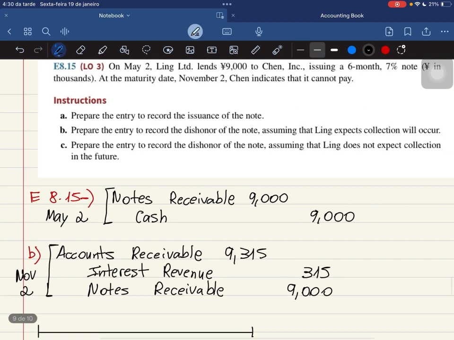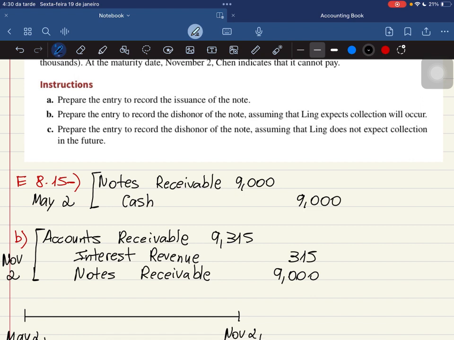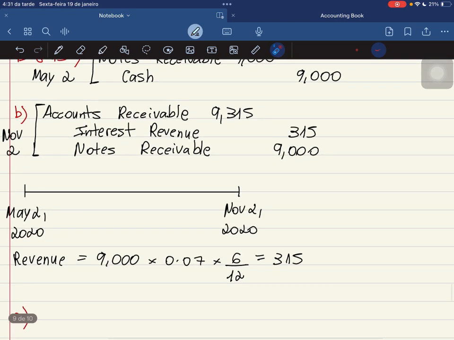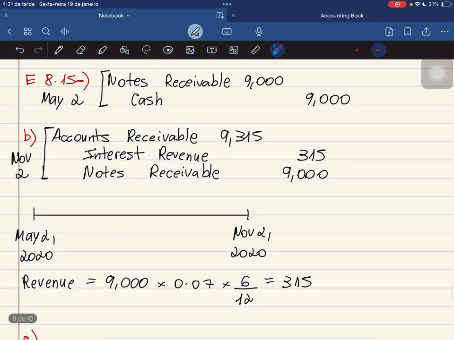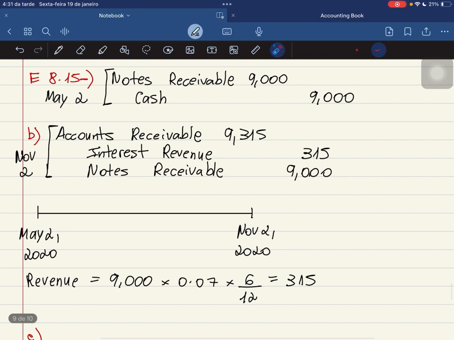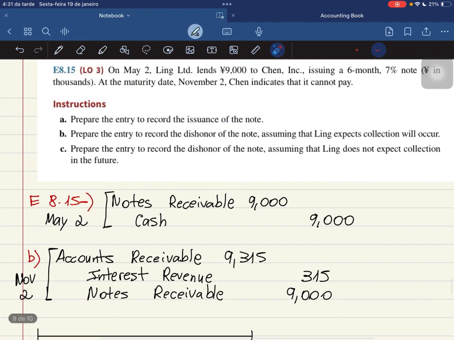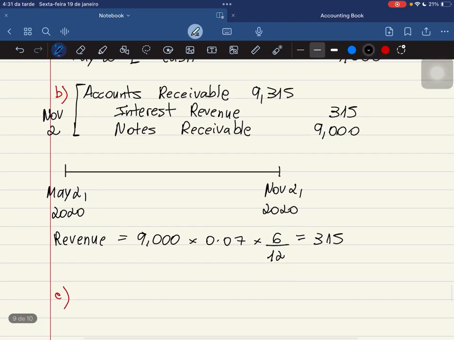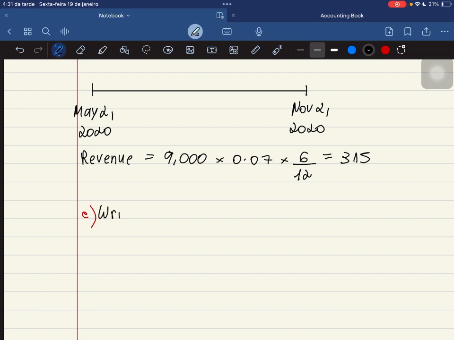C. Prepare the entry to record the dishonor of the note, assuming that Ling does not expect collection in the future. Well, for the previous one, we debit accounts receivable because we think that this customer is going to pay us in the future. It's just that the customer does not have this money right now. But somewhere in the future, you're going to receive this money. But if you do not expect collection, this is exactly the definition of writing off an account, right? It's kind of like I'll say, okay, I give up. I know that this person is not going to give me my money anymore. So you have to write off. So here, we're going to have the write-off entry.